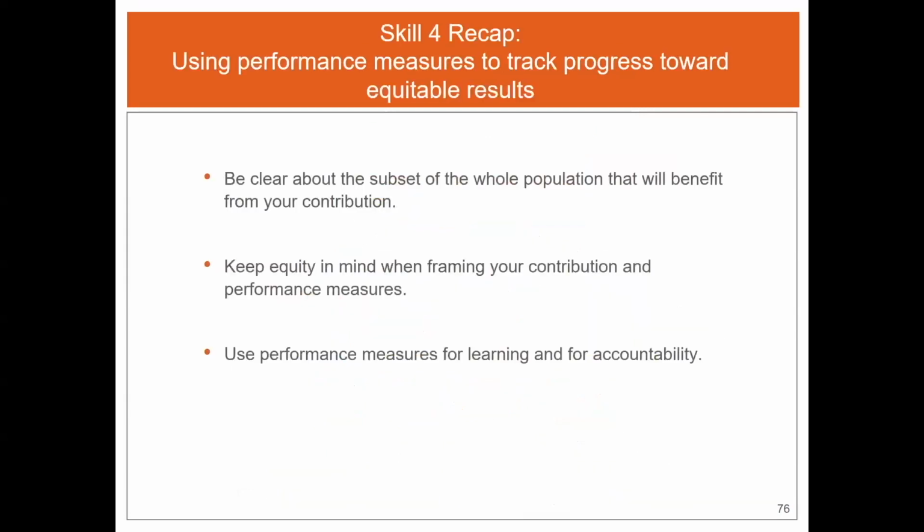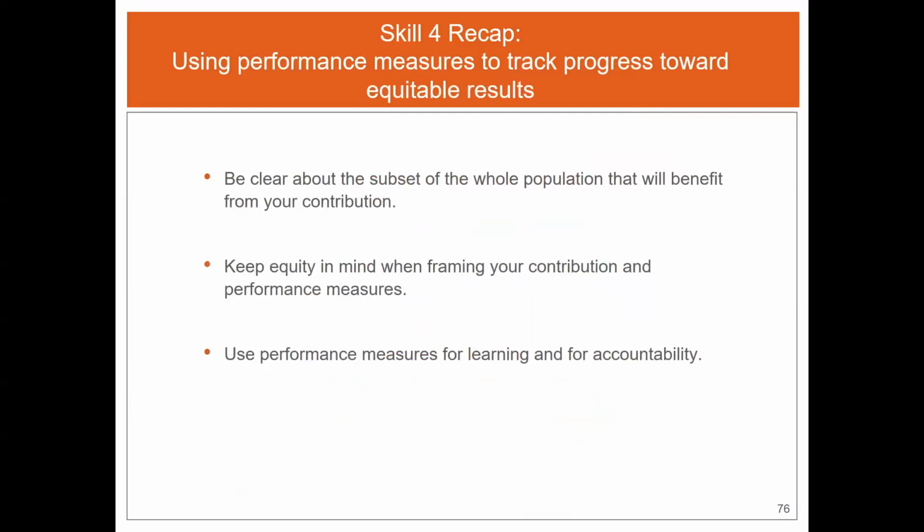So for Skill 4, a couple of closing thoughts, things I would encourage you to think about. Start with the end in mind, even at this level, right? Who is the subset of the whole population that will benefit from your contribution, whether you're a service provider standing right with kids and families, or you are a national intermediary and it seems like you're very, very far away? Keep your aspirations around equity in mind when you're framing your contribution.